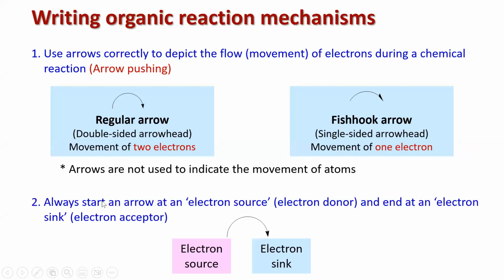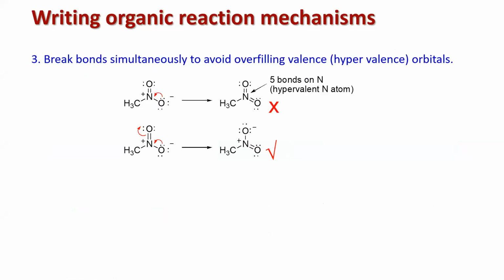Right. So the second thing you have to remember is always start an arrow at an electron source or electron donor and end at an electron sink or electron acceptor. So it is clear here. Electrons can move from an electron-rich place only, and move to an electron-deficient place, right? So electrons go from an electron source to an electron sink. Remember that. Otherwise, you will put the arrow from a place where there are no electrons that can be moved, right? It's wrong.